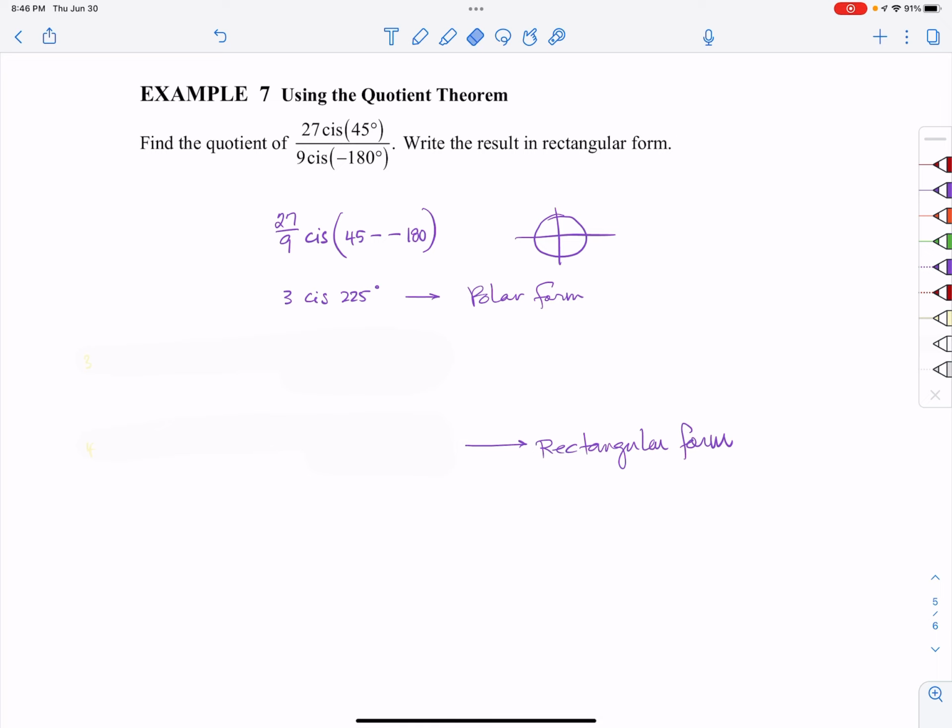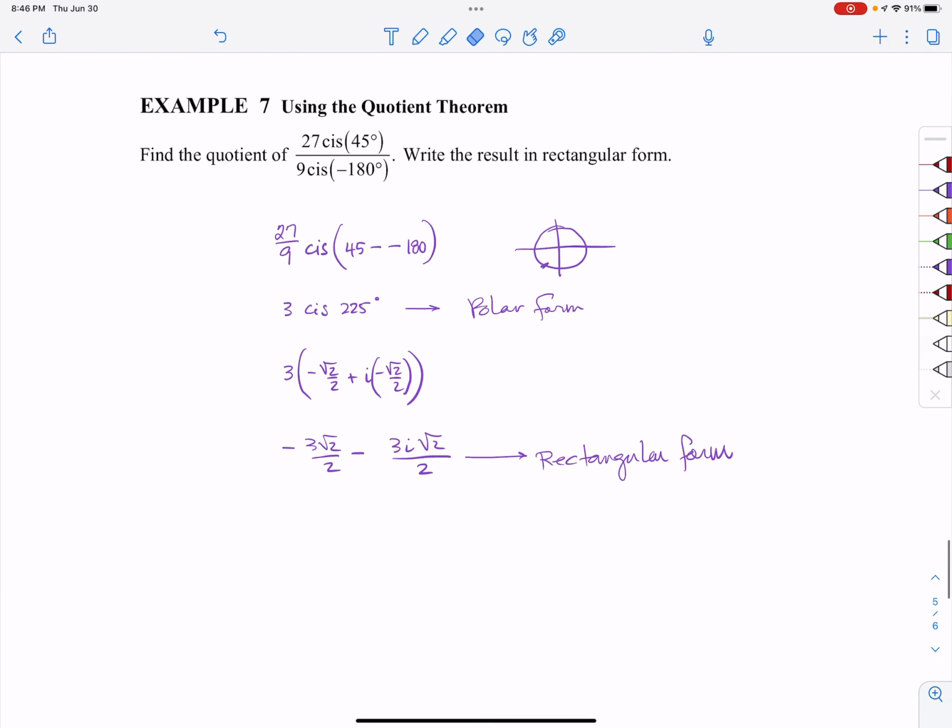So let's simply simplify. 225 degrees on our unit circle is smack dab in the middle of the third quadrant. And so we've got the cosine of 225 is negative root 2 over 2. The sine of 225 is negative root 2 over 2. And then I'm going to take my 3 and distribute. So we have negative 3 root 2 over 2 minus 3i root 2 over 2. And this is the proper rectangular form. All right, folks, that's the last example that I have for this section.